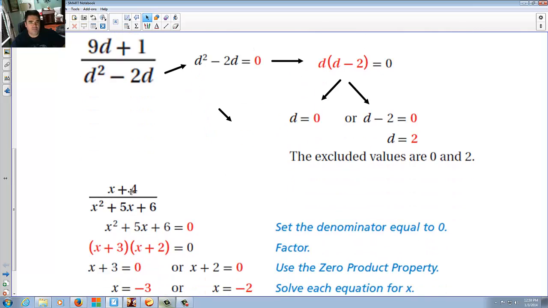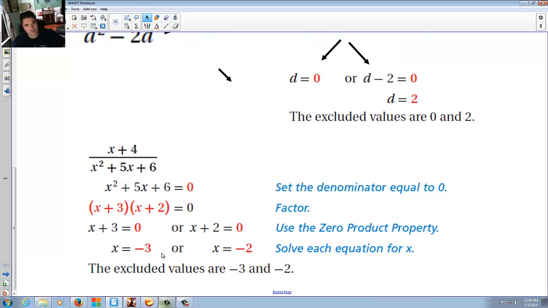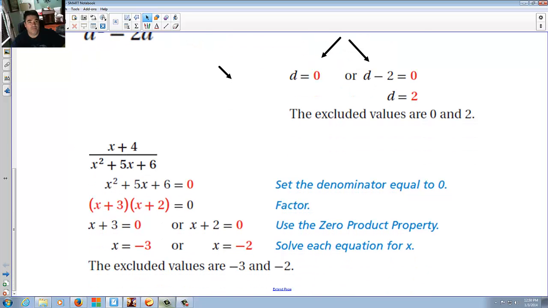Now here, x plus 4 over x squared plus 5x plus 6. Notice how they actually split this into two different parts. They split it into two binomials, x plus 3 and x plus 2. The two values you cannot have, therefore, are negative 3 and negative 2. So those are the excluded values.